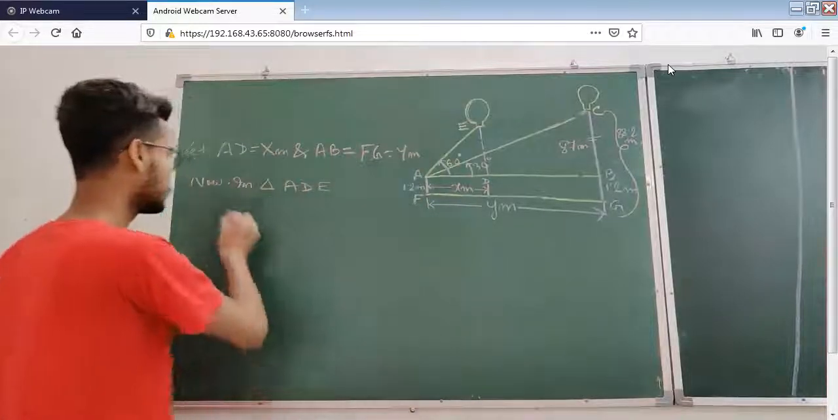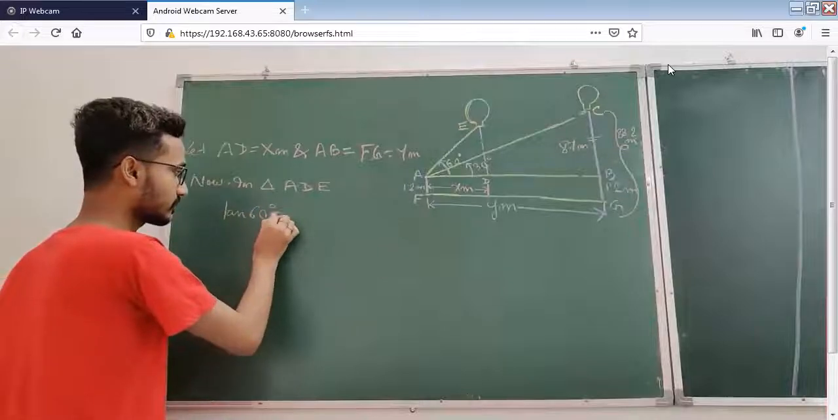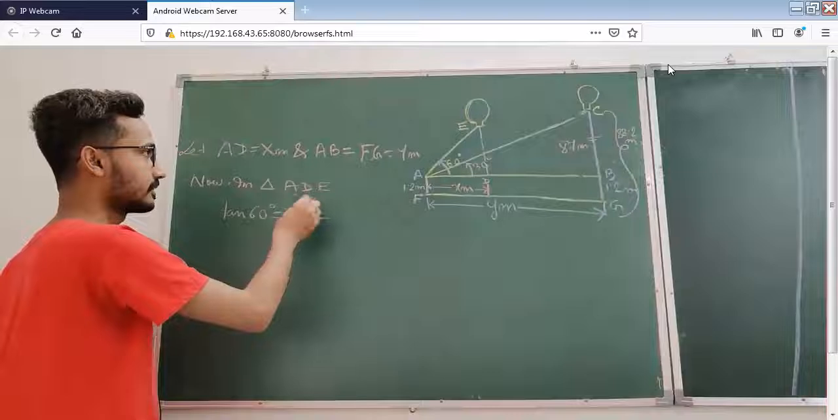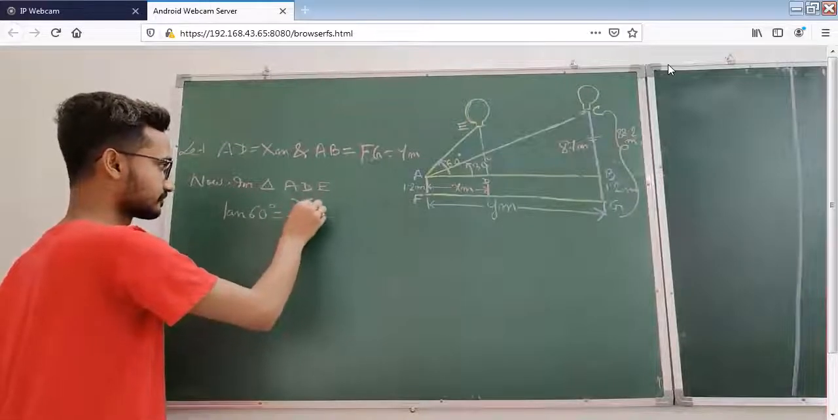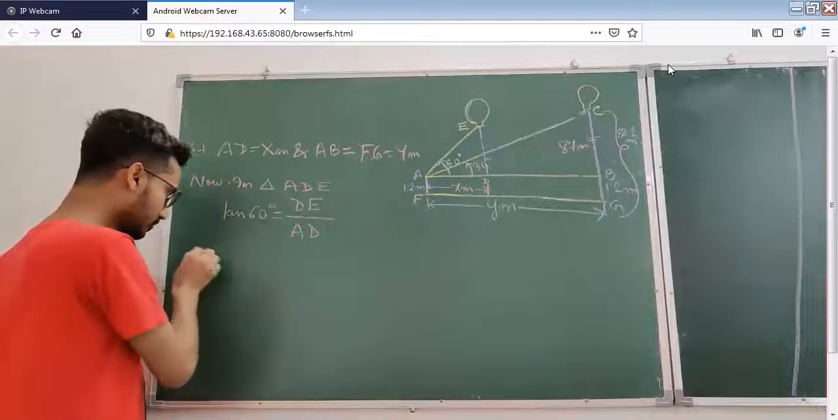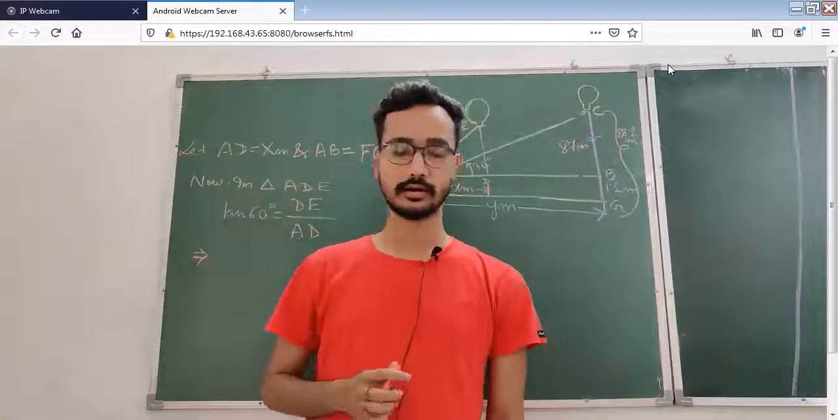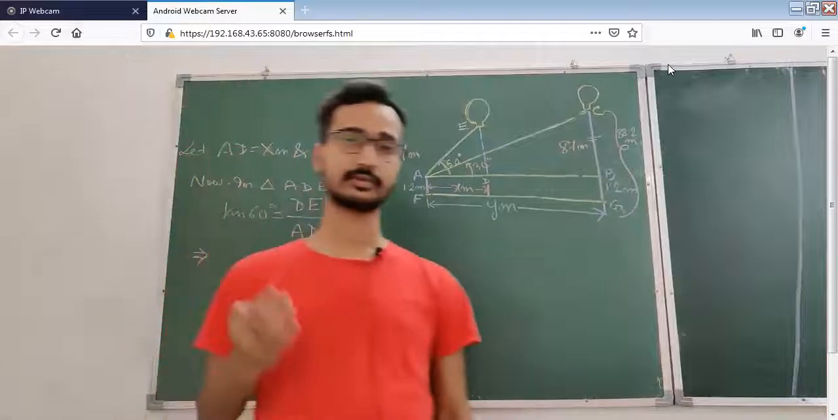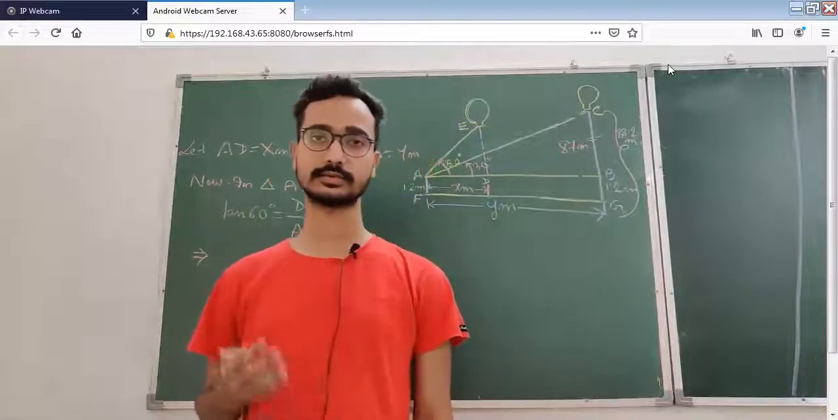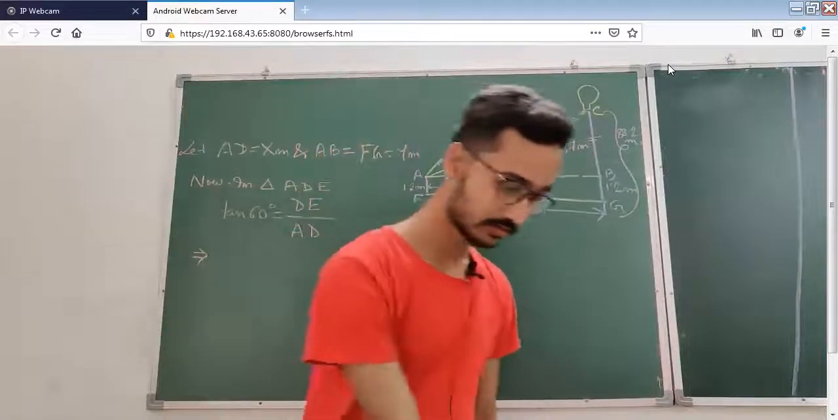So tan 60 degree will be perpendicular by base, and perpendicular is your ED, or DE, you can write DE or ED, same. And your base will be AD. Yes or no? And we know the value of tan 60 is root 3. I have already discussed this in the table: tan 30, tan 60, sin 30, sin 60, cos 30, cos 60, sec 30, sec 60. You have to memorize this.